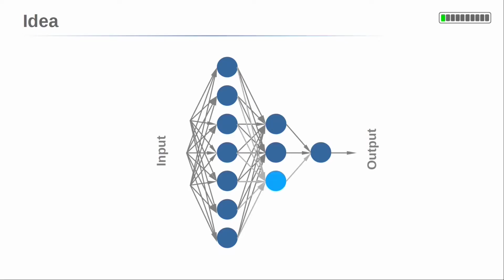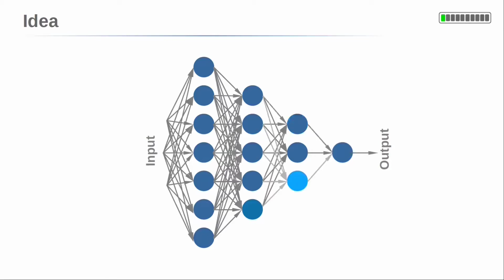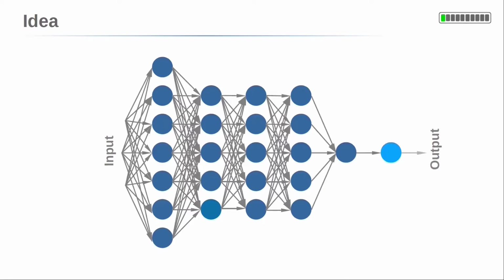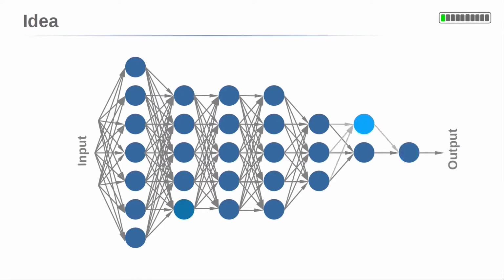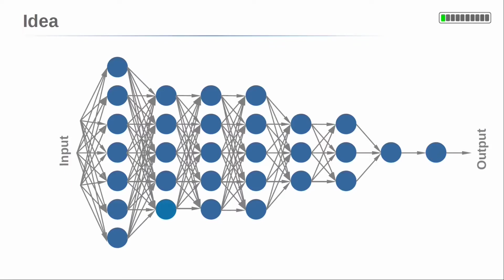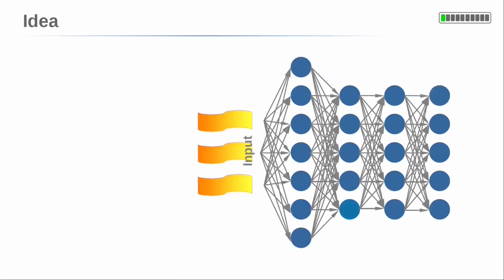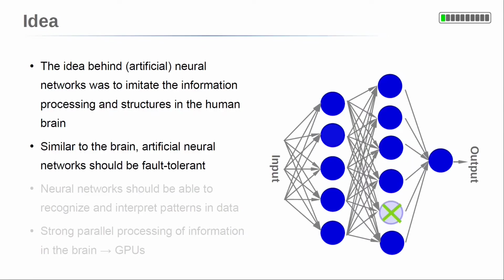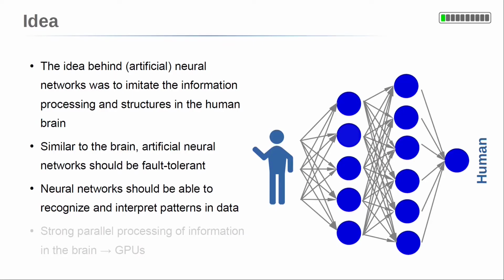Of course, nowadays we know that the human brain is much more complex. For example, it has different types of neurons. But the idea still is to build complex information processing structures from simple, basic information processing units. Such networks can be designed to incorporate special features of the human brain as well. For example, our brain is very fault tolerant. That is, it doesn't rely on a specific neuron. Further, we will see how artificial neural networks can be used to recognize and interpret patterns in the data, similar to our brain.